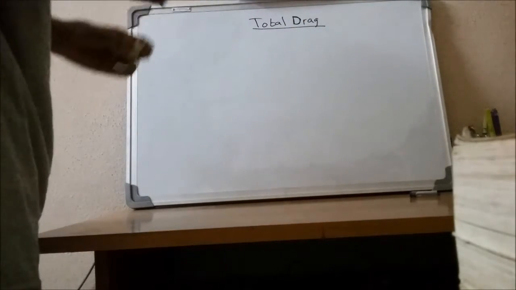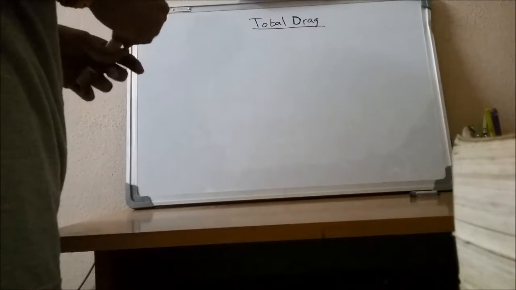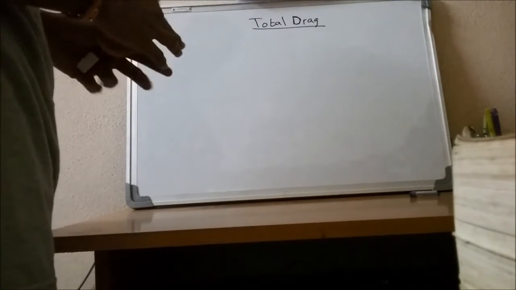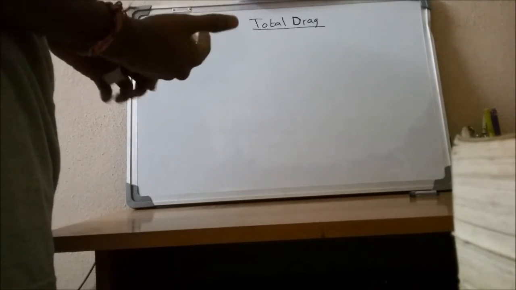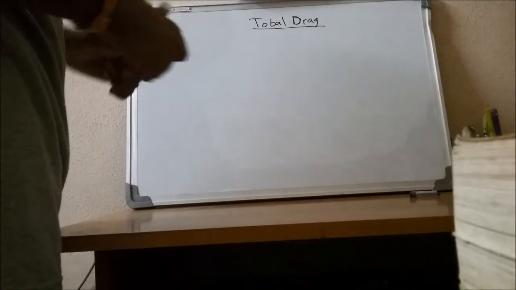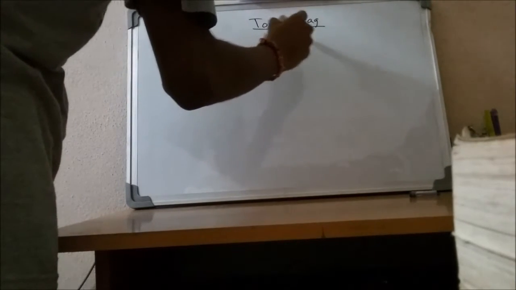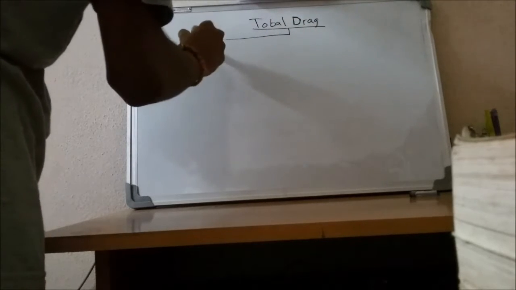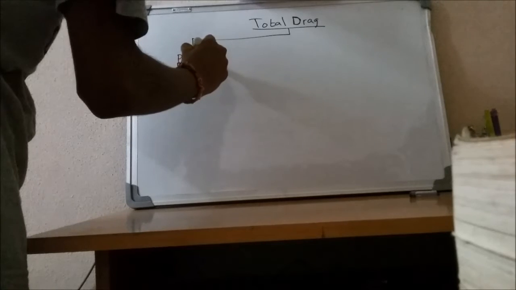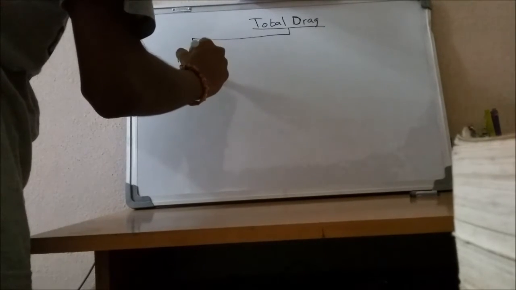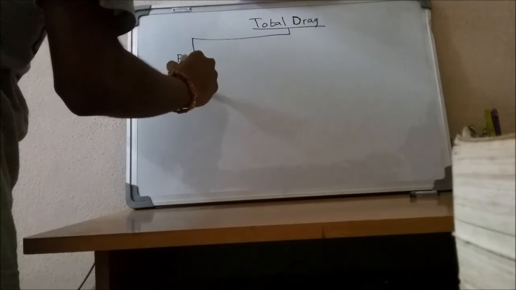So what are the various components of drag that pull back the actual object which is flowing through the air? That is our interest. The total drag has many components. First one is the pressure drag. This is also known as form drag.